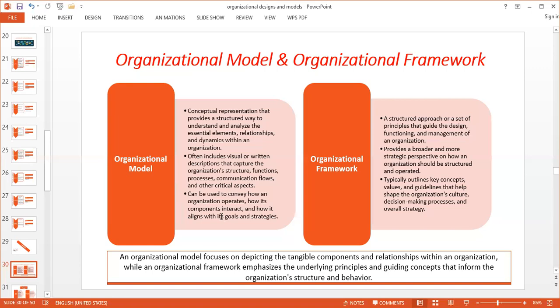While an organizational framework typically outlines key concepts, values, and guidelines that help shape the organizational structure, culture, decision-making processes, and overall strategy. Here, an organizational model focuses on depicting the tangible components and relationships within an organization, while an organizational framework emphasizes the underlying principles and guiding concepts that inform the organization's structure and behavior.